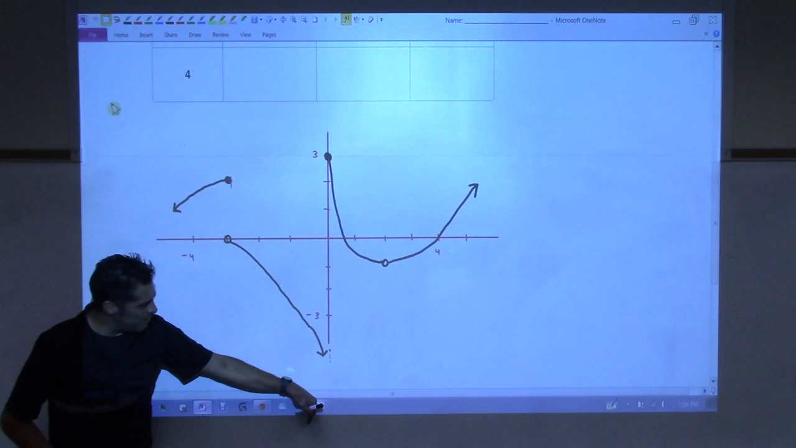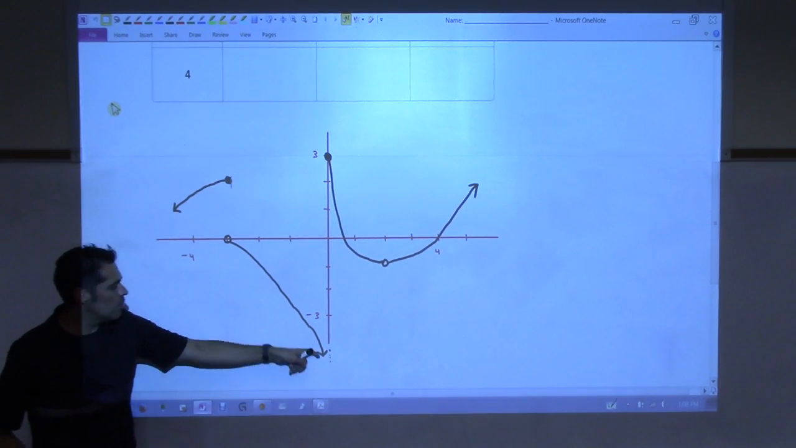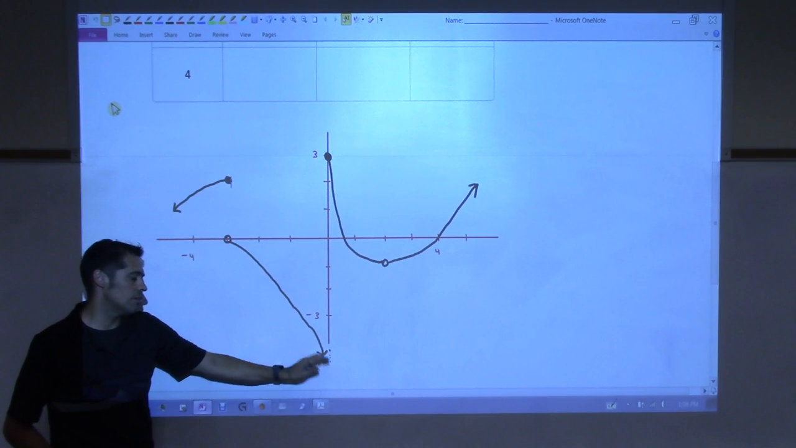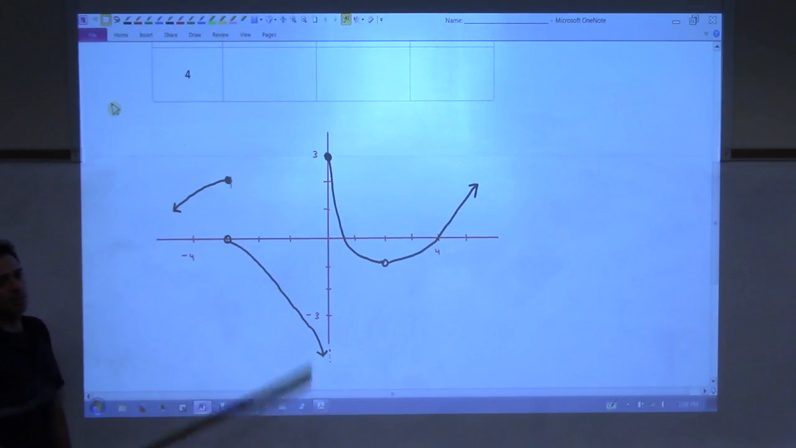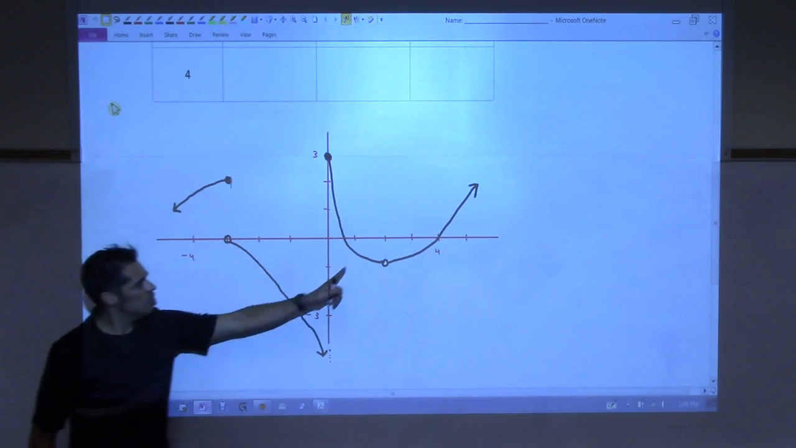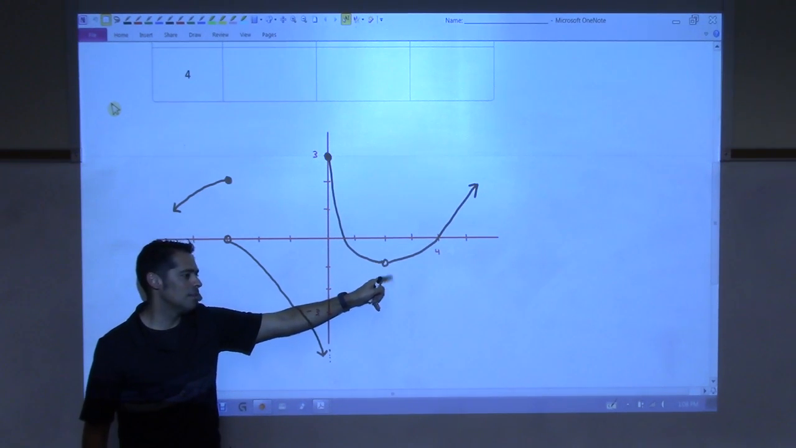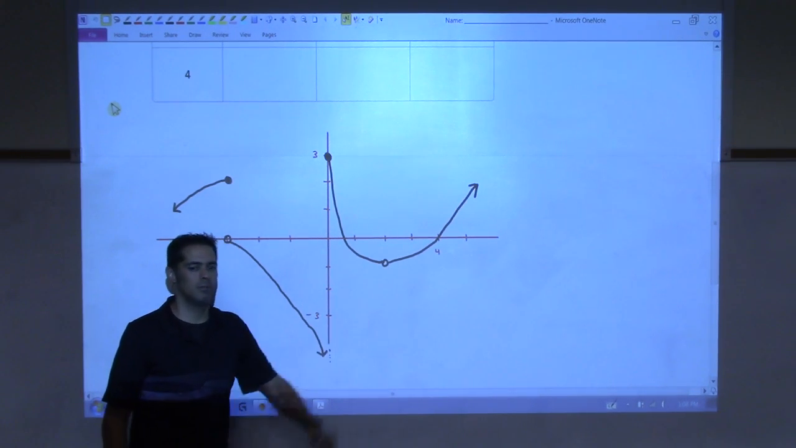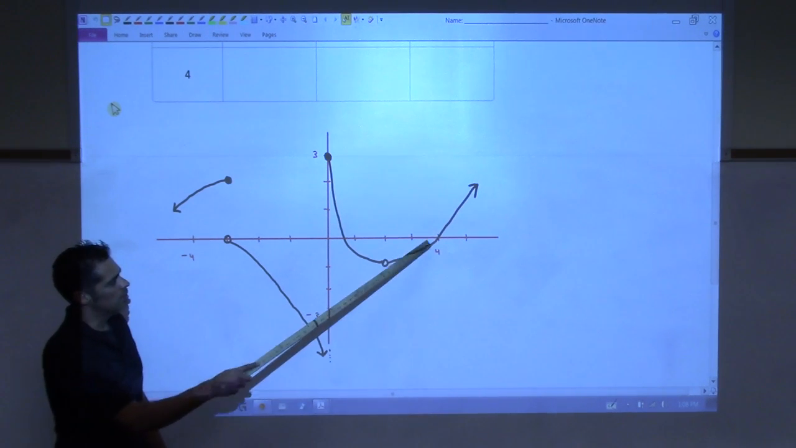At 0, left continuity? This is going to -infinity. I kind of put little dots there to kind of show you. But it would need to go to a certain point to be left continuous. So no. How about right continuity? Yes. Continuity? No. How about at 2? Left continuity? No. You have to have a dot, right? Right continuity? No. Continuity? No. How about at 4?